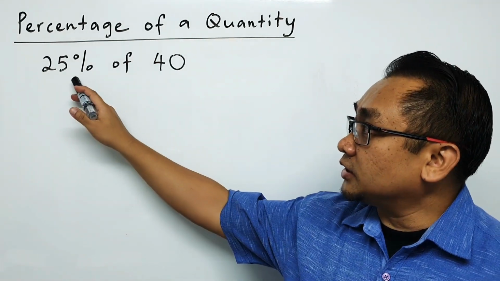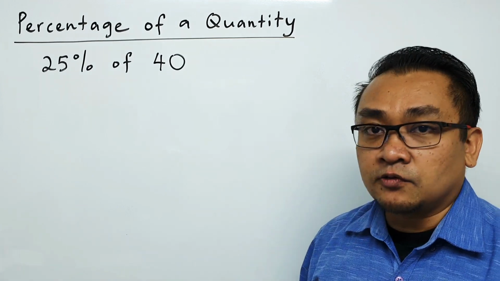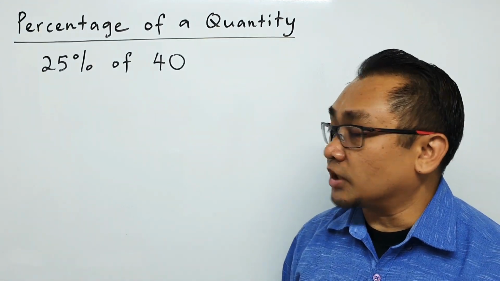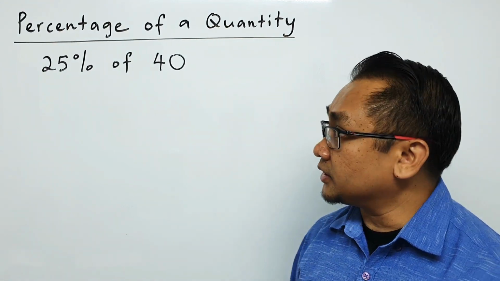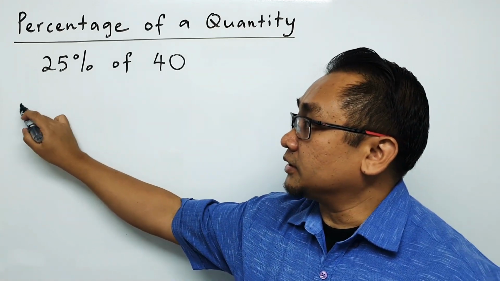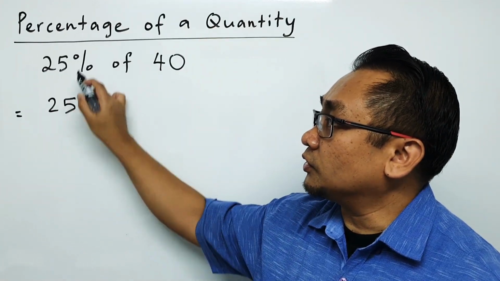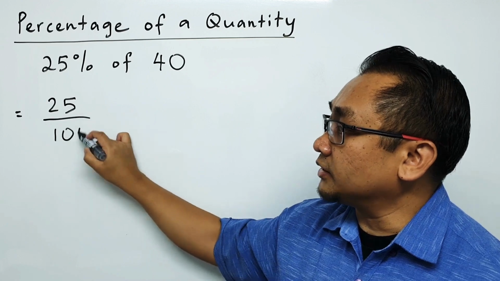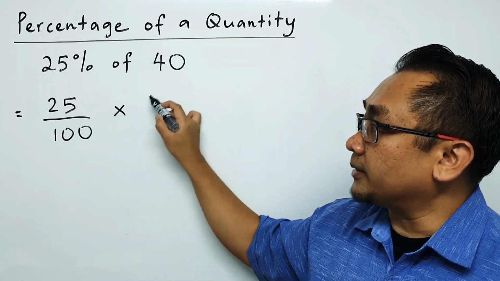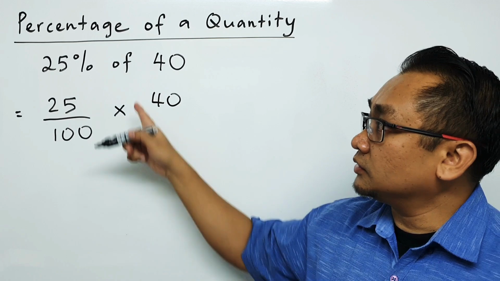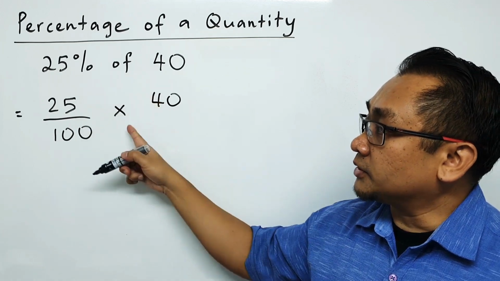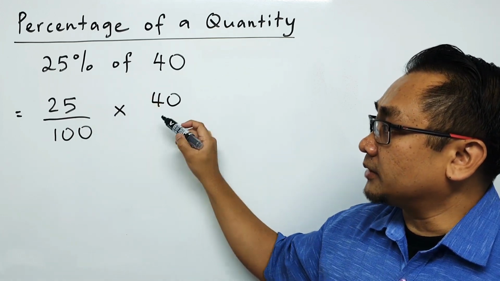Okay, so let's say the question asks you to find 25% of 40. What are the different ways you can do this? There are three different methods you can use. The first method is the most direct of all. 25% is 25 out of 100, and "of" changes to times. So 25% of 40 means 25 out of 100 times 40.